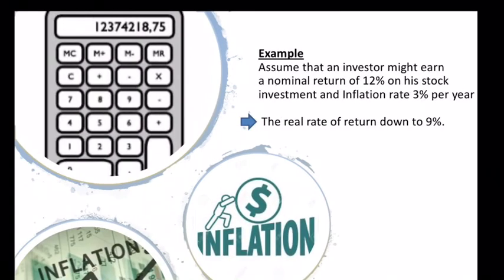Another example: assume an investor earns a nominal return of 12% on his stock investments, but the money he gets at the end of the year will be less than 12%. Inflation might have been 3% for the year, so his real rate of return comes down to 9%. From this example, if he wants to sell his stock at a profit, he will have to pay tax on those profits. But how do we calculate the tax for the real rate of return?